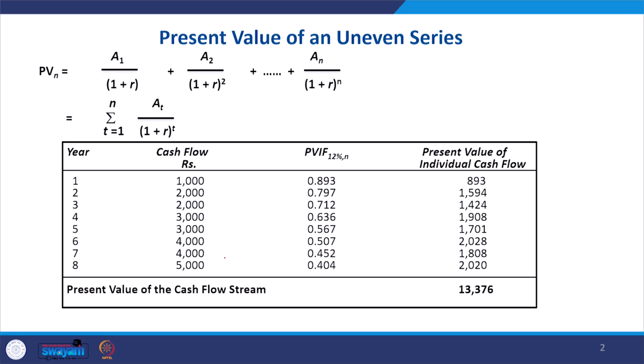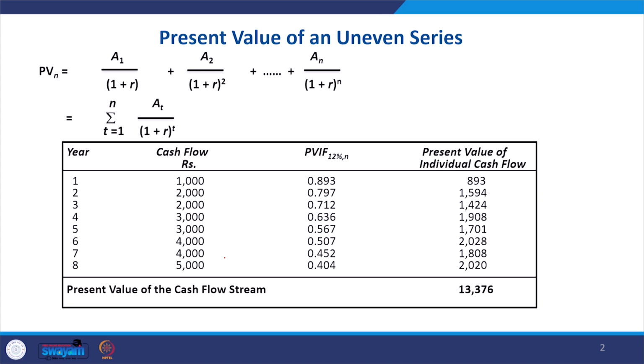So when you have uneven amounts of cash flows, we are going to find out the present value overall, maybe you call it the cash flow stream. But that overall cash flow stream's present value will depend upon how you discount each year's cash flow against the given number of years and the discount rate. And finally, when you sum it up, you will get the present value of the entire cash flow stream.